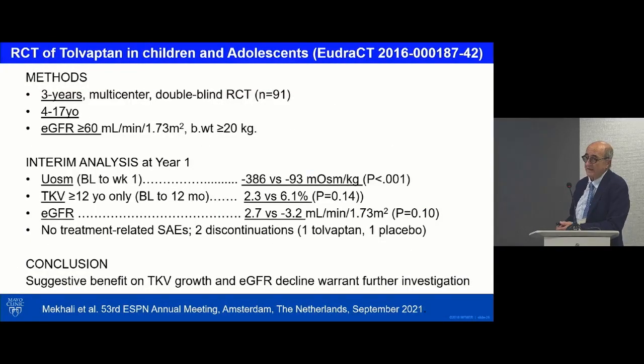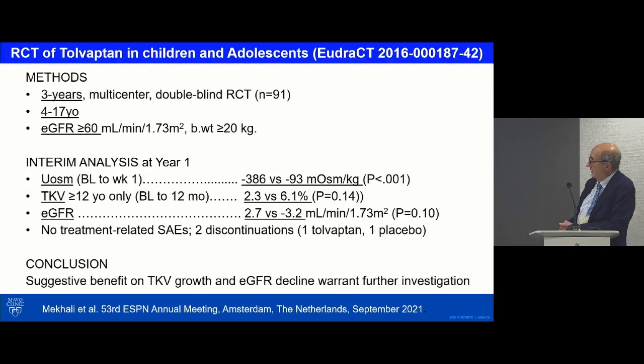Now, there is a clinical trial which is ongoing in pediatric patients in Europe. This is a 3-year clinical study, which I think has been completed, but the results have not yet been published. The only published results are the 1-year interim results that were presented at the ASN Kidney Week in 2021. This study is performed in children from 4 to 17 years of age that had relatively preserved kidney function, with an eGFR above 60 mL per minute at entry into the study.